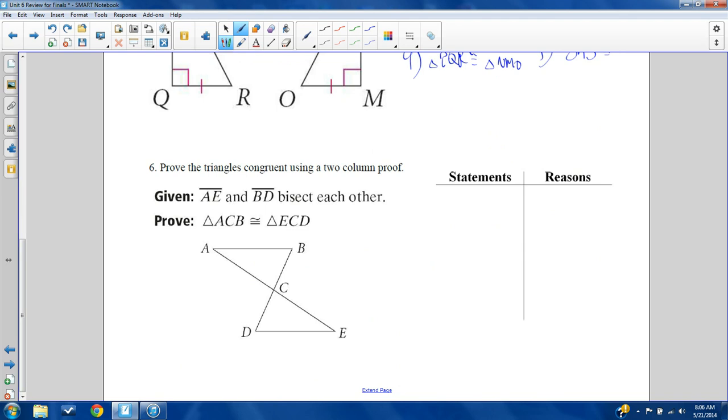Okay, given AE and BD bisect each other. Now this one's kind of important because I want to make sure you know what bisect means. And in this case, it's not going to help too much because they bisect each other. What if it just said AE bisects BD? If it says AE bisects BD, it means this segment is drawn directly in the middle of BD, as in this point C would only create identical congruent segments between BC and CD, not necessarily for AE. So that would mean BC and CD are congruent to each other.